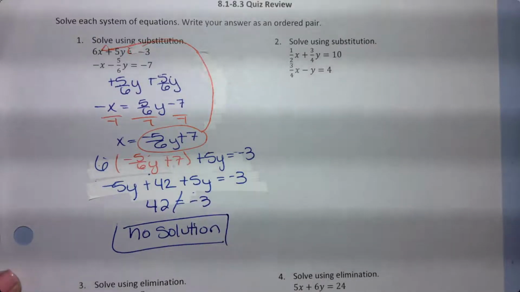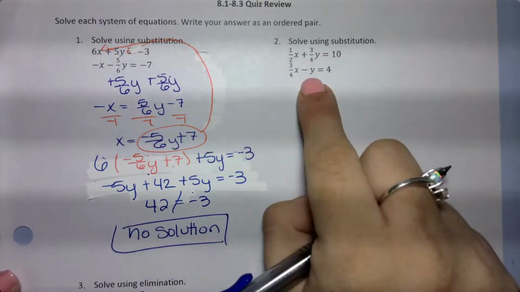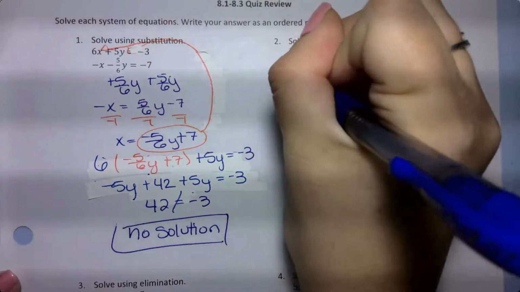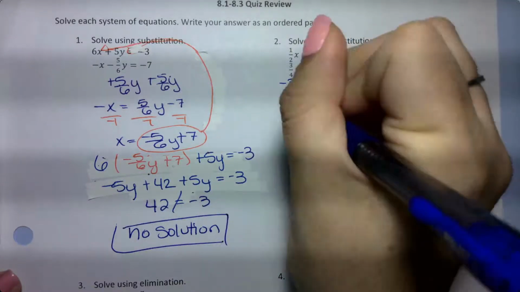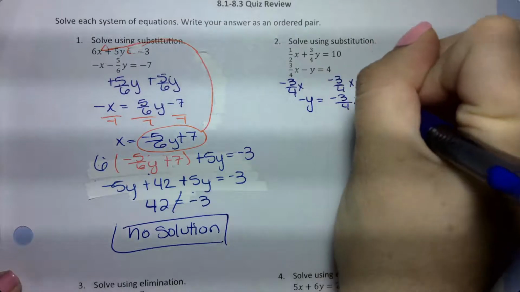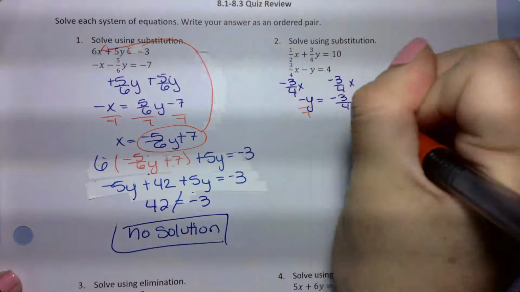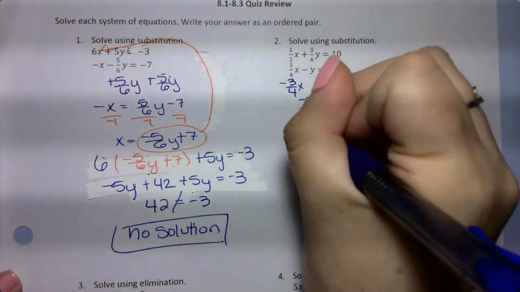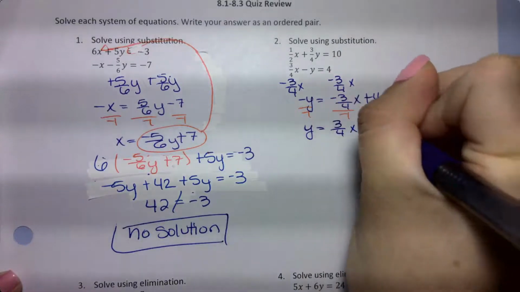Okay, same idea for number 2. I want to isolate one of my variables. I'm going to choose this one because this y doesn't have a fraction. So I'm going to start by subtracting 3/4 x on both sides. This gets me -y equals -3/4 x plus 4. I'm going to go ahead and divide each of my terms by -1. This is going to give me y equals 3/4 x minus 4.